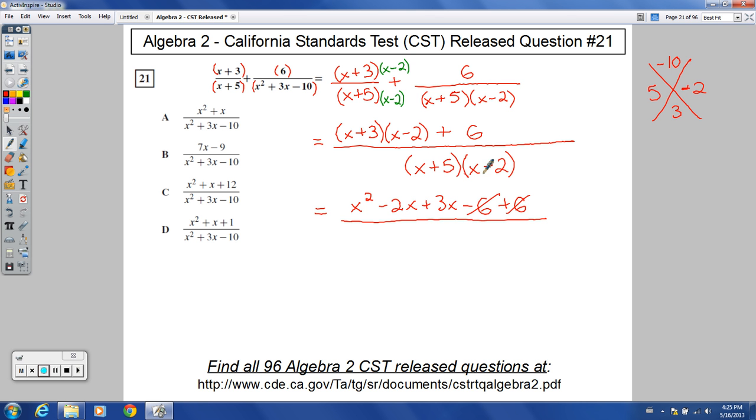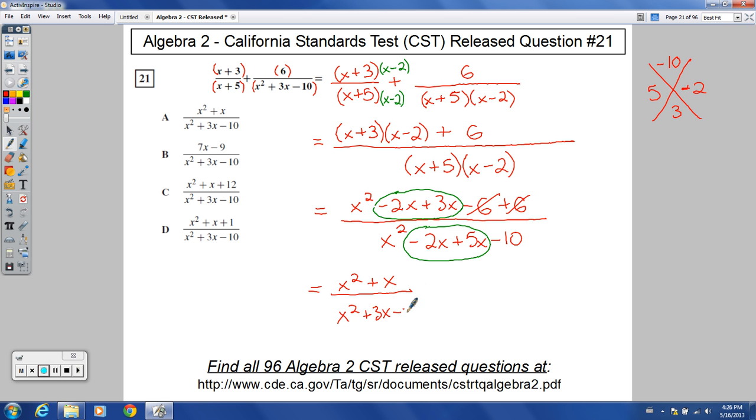Then on the bottom, FOIL that out as well, because that's what my final answers look like. It's all multiplied out. So I have x squared minus 2x plus 5x minus 10. I can combine like terms right here and here, and right here and here. My final answer will be x squared plus x on the top, over x squared plus 3x minus 10 on the bottom. Let's see what I got here. That looks like choice A is the correct answer for number 21.